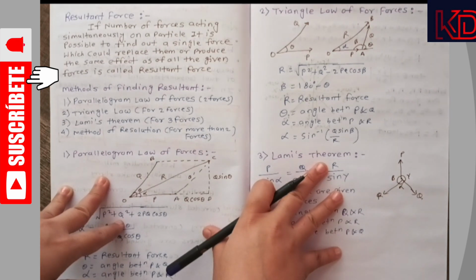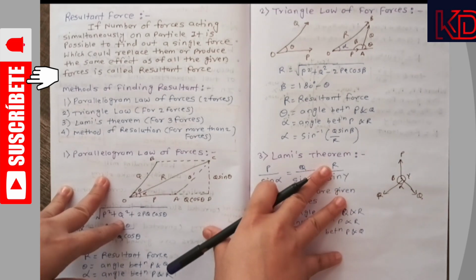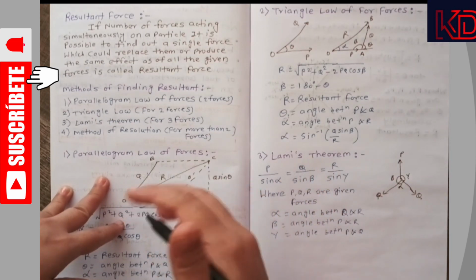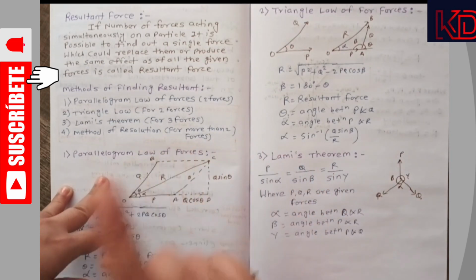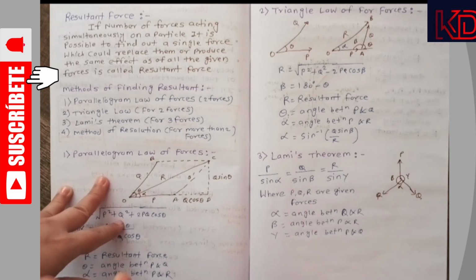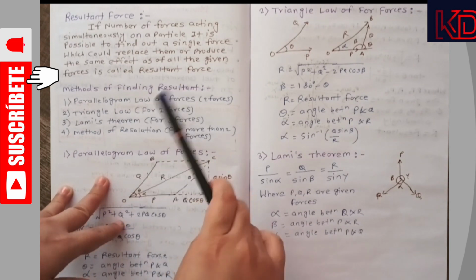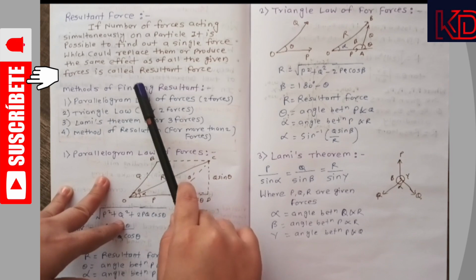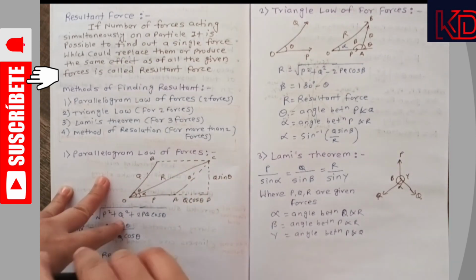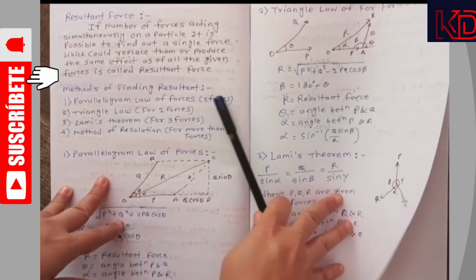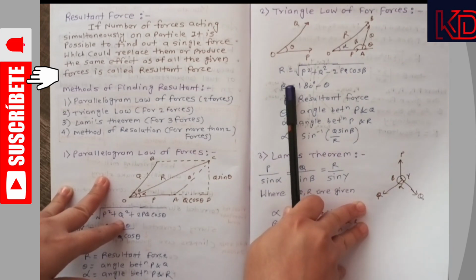So resultant force is nothing but, if a number of forces are acting parallelly or simultaneously on a particle, then it is possible to convert those forces into a single force of the same magnitude which will produce the same effect as that of the number of forces. We call it a resultant force.